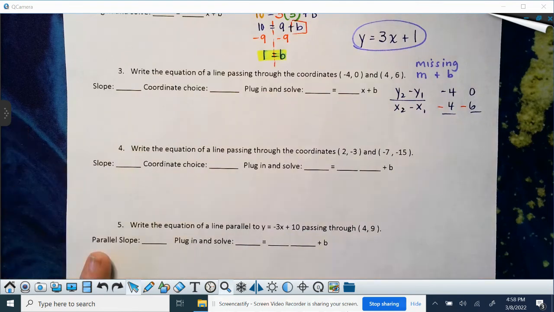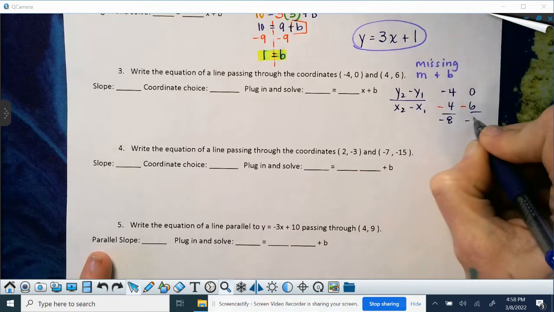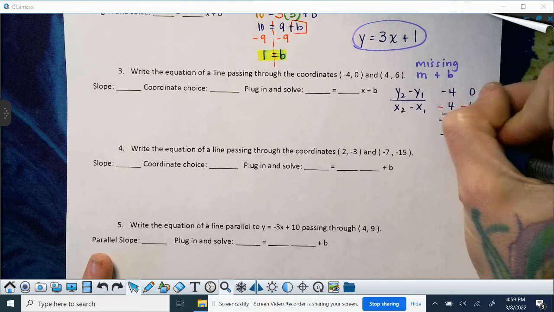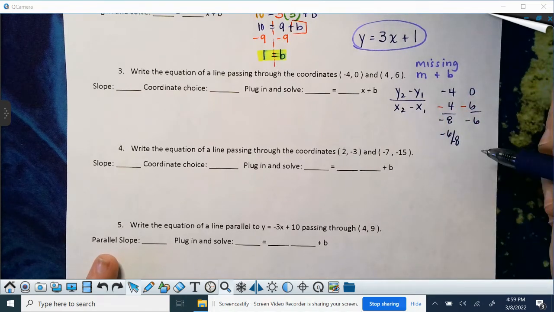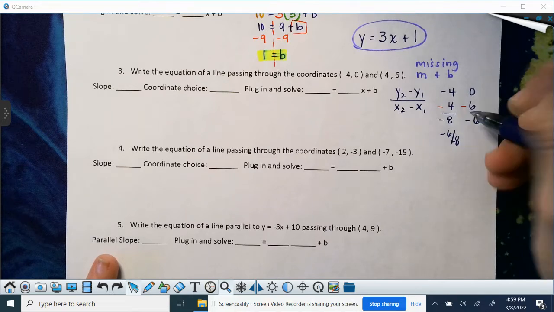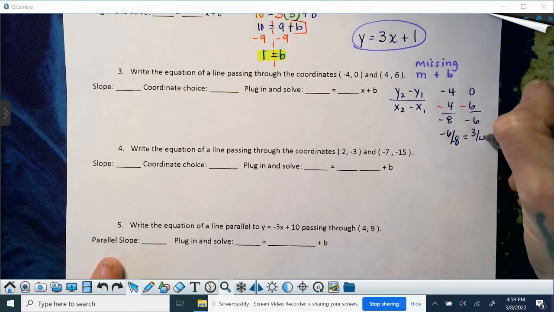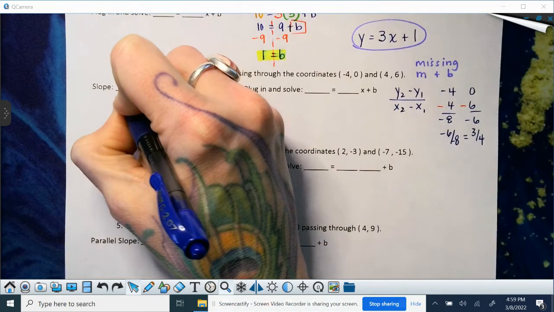And -4 minus 4 gives me a -8. And 0 minus 6 gives me a -6. So stack them, subtract them, y's on top. So that's -6 over -8. Hopefully we know by this point negative and negative is going to give us a positive. Both of these are divisible by 2, so we can reduce that. That's 3 over 4 positive. So our slope is going to be 3 over 4.